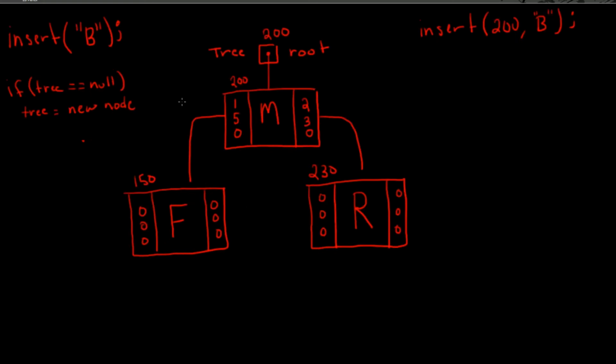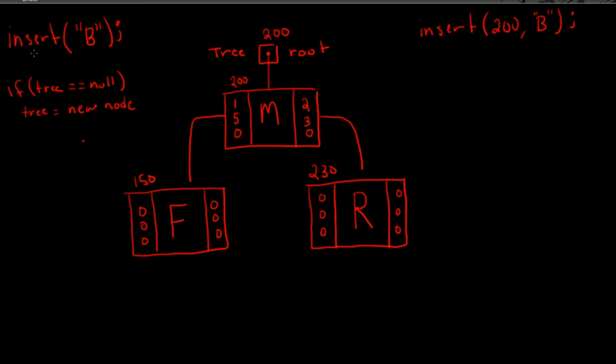Okay, so I went back and cleaned up my example a little bit. So this is what we have currently. We have our tree with M, F, and R, and here I assigned some addresses to the pointers.